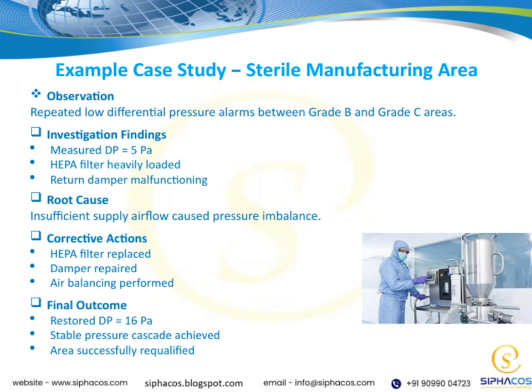After replacing the filter, repairing the damper, and performing air balancing, the pressure difference was restored to 16 pascals. The pressure cascade stabilized, and the area was successfully requalified.